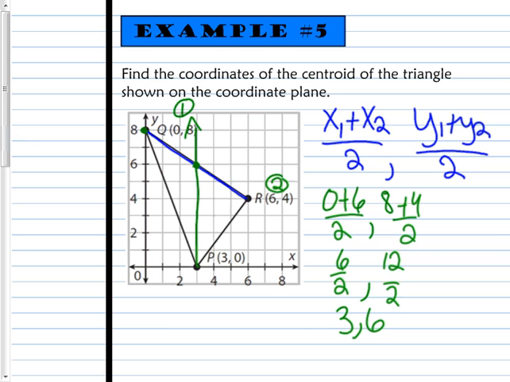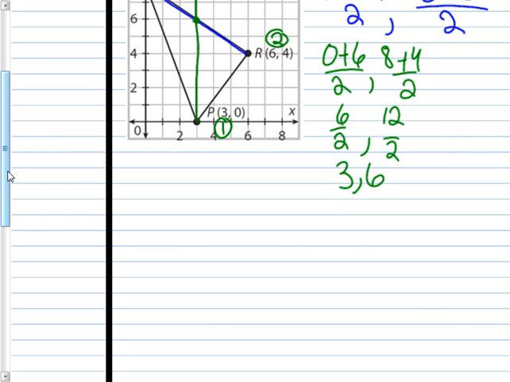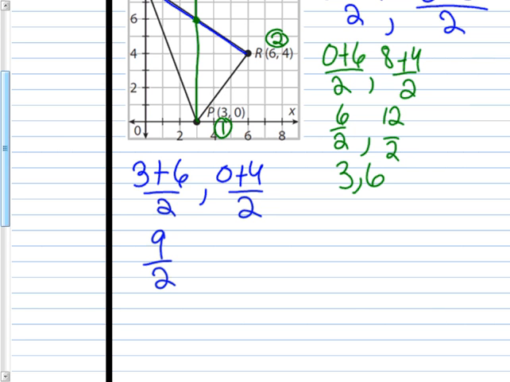Okay, so now I want to start drawing my median from this point. So I got to look at P and R. I will make this one 0.1, and I will keep R as 0.2. Scroll down a little bit. Give me some more room to write. Okay, so x1 is 3 plus x2 is 6 over 2. y1 is 0 plus 4 over 2. 3 plus 6 is 9 over 2. Okay, and 0 plus 4 is 4 over 2. So 4.5 comma 2.